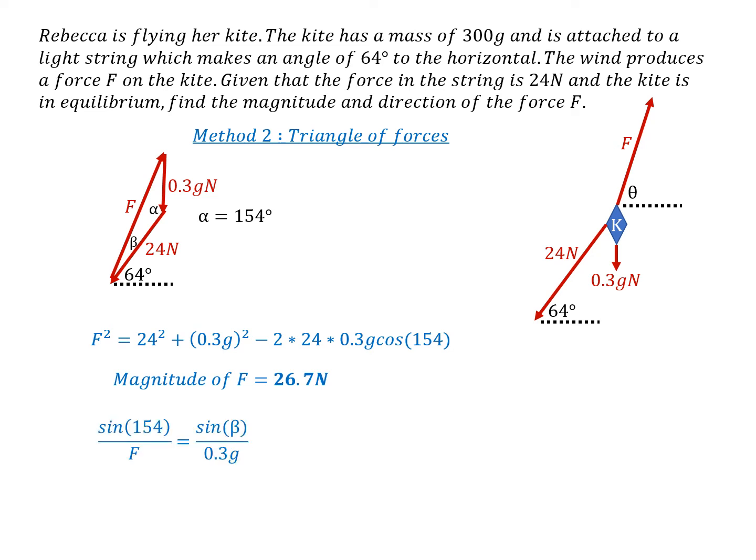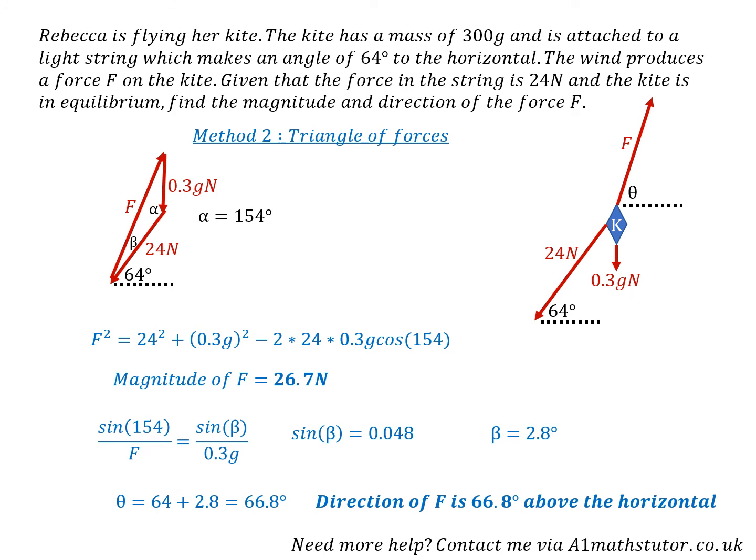So sine of alpha over F equals sine of beta over 0.3 g. That gives me that the sine of beta is 0.048, and therefore beta is 2.8. So the angle that the force F makes with the horizontal is beta plus 64 degrees. So 64 degrees plus 2.8 is 66.8. So the direction of F is 66.8 degrees above the horizontal, as it was with method 1, thankfully. Okay, so there you are.